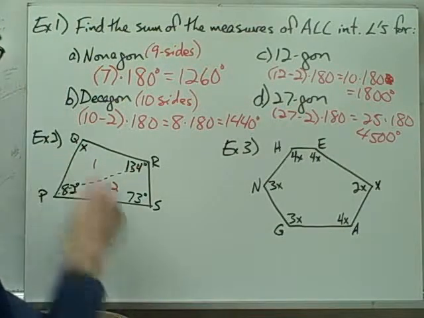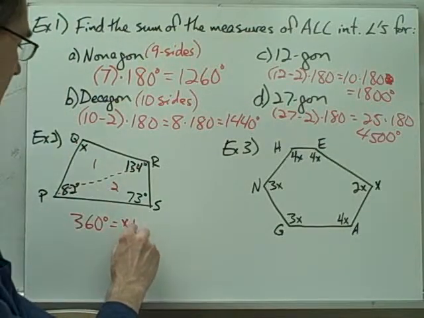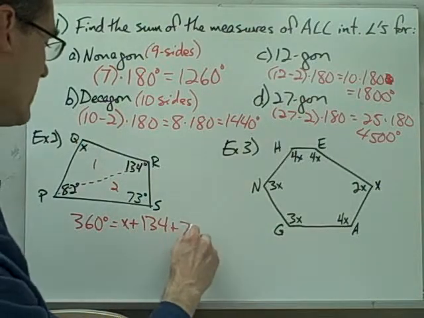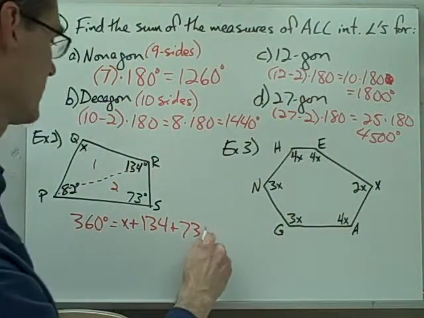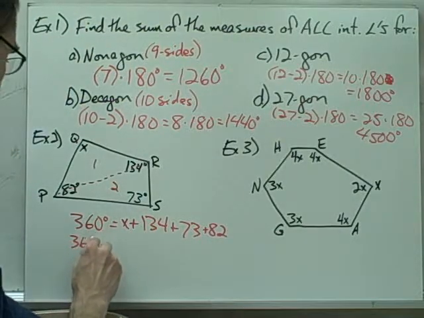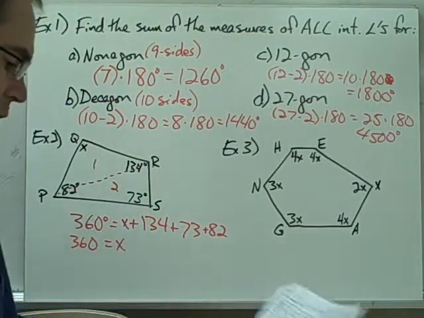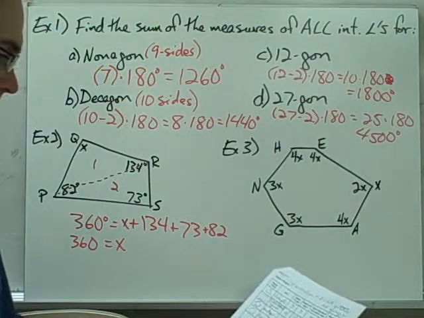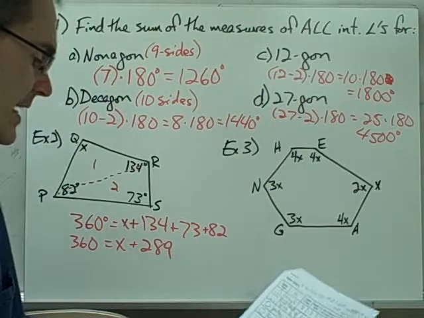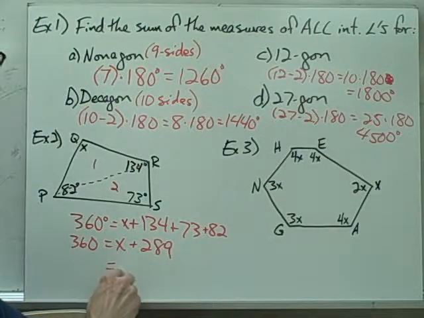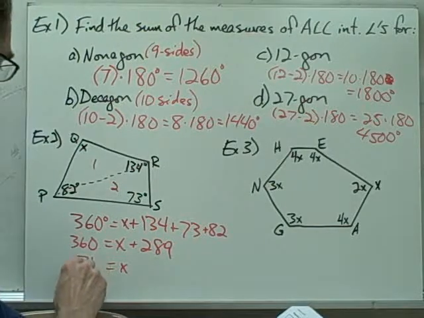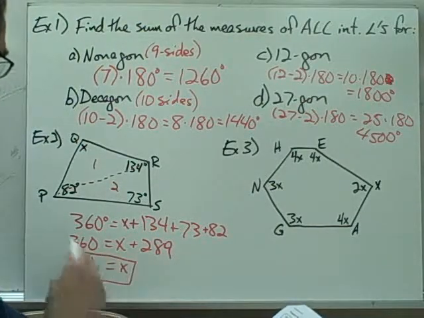So 360 degrees must be equal to x plus 134 plus 73 plus 82. And if I do a little bit of arithmetic, then I get this is equal to 289. And if I subtract 289 from both sides of my equation here, then I get x is equal to 71.